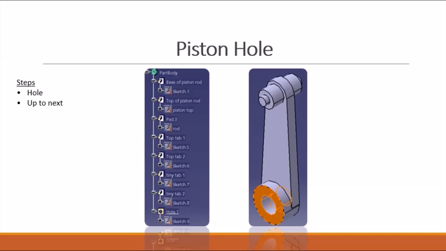The final feature was to define the hole that goes into the bottom of the piston, and this was simply done by using the hole command, clicking the surface of where the hole was going to be defined and the outer circumference, therefore making the hole already concentric. That way we don't have to make a positioning sketch.